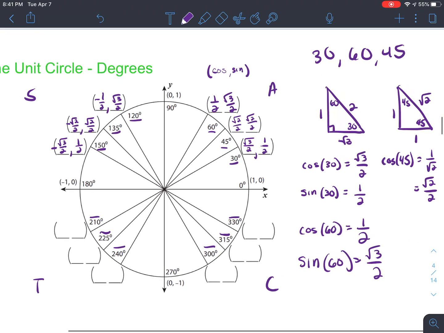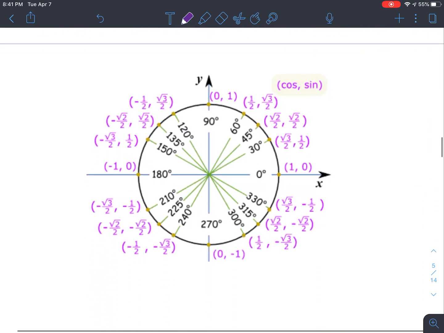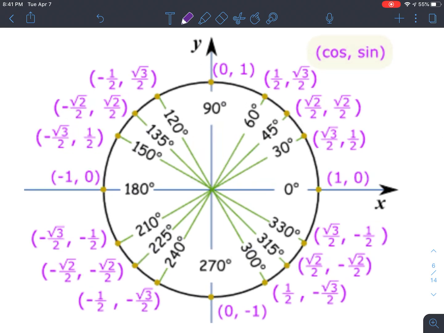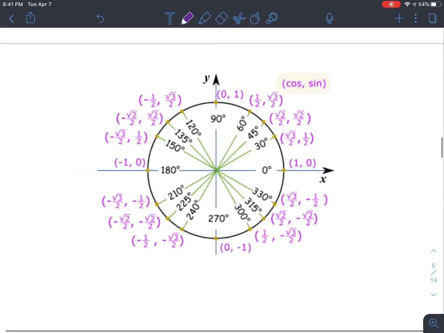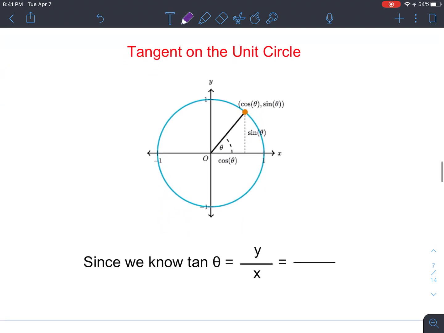See if you can figure it out. Okay? And let's check our work for that. Okay? So this is a fully completed unit circle in degrees. Okay, notice those are the only values we need. The signs just flip. So make sure you check your work on this.